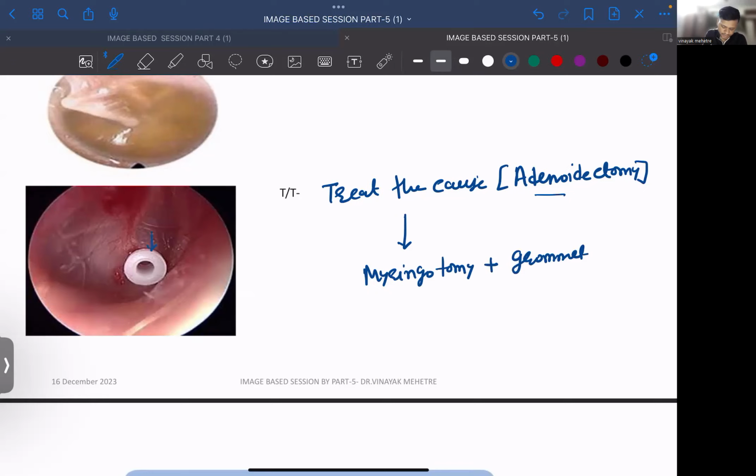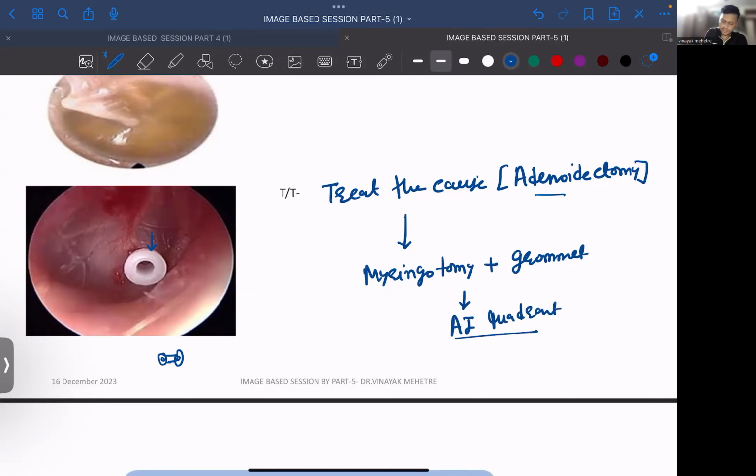Grommet is nothing. It is a small button-shaped tube which we will insert. Where do we insert, where do we do myringotomy and insert the grommet? The answer over here is changed. That is the antero-inferior quadrant.